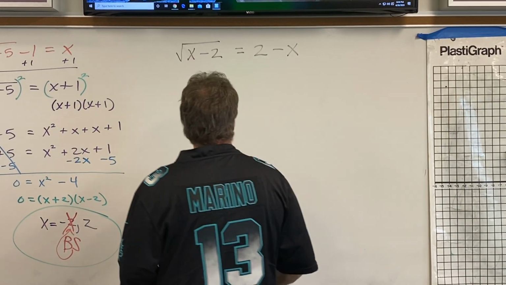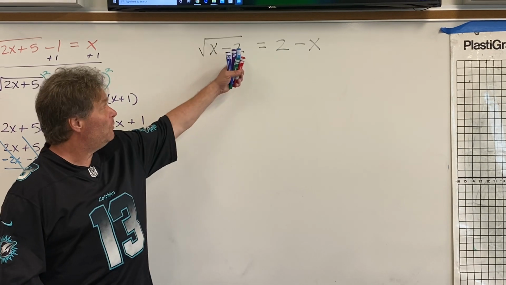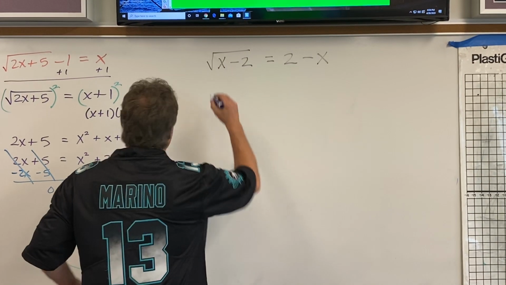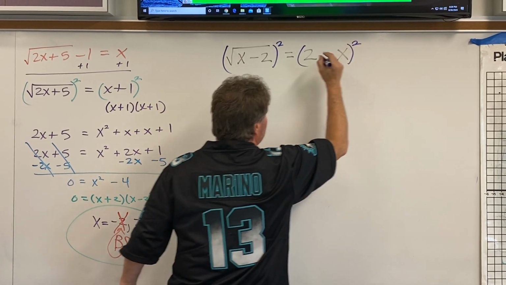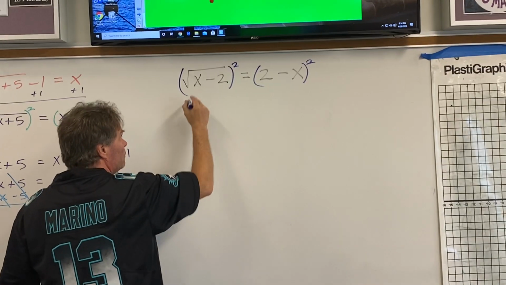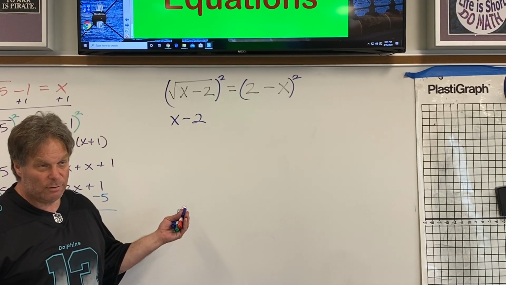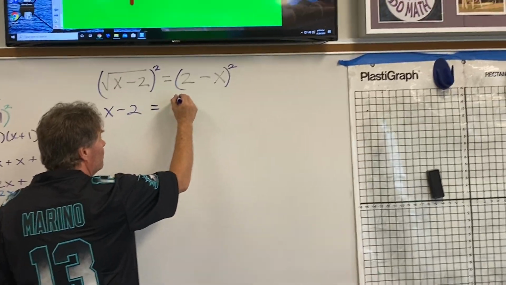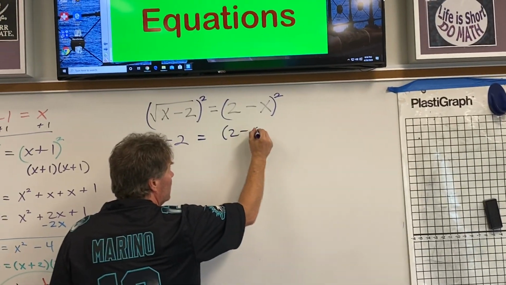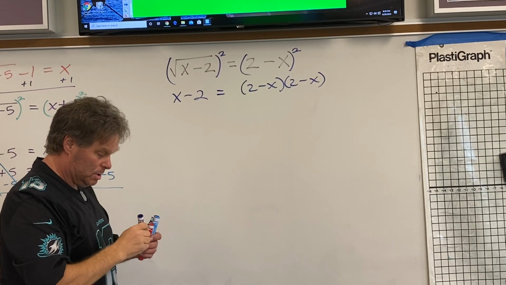Okay, here we go. One good thing happens. This guy's already by itself. So holy moly, I don't have to move anything around. Just square both sides. And something beautiful happens right here. X minus 2. Oh my gosh, can it be nicer than that? I don't think so. But what happens over here is I have to go 2 minus x times 2 minus x. That's what squaring does, right?